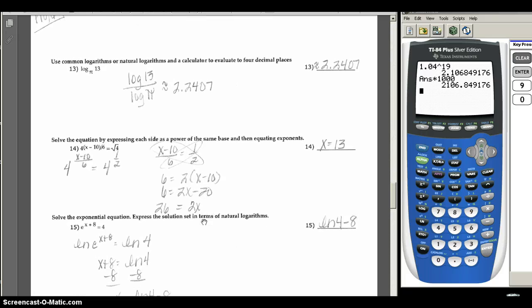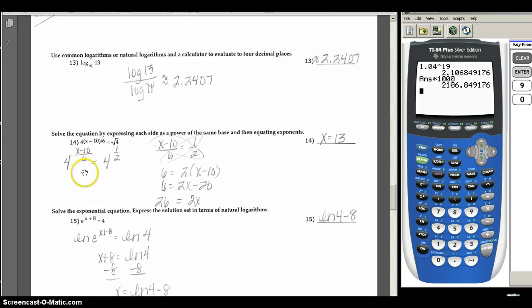Number 14. Looks kind of strange the way it's written, so I kind of just rewrote it right here. That x minus 10 divided by 6 is actually an exponent on my base of 4. And then I have 4 here, and I wrote it as base of 4 to the 1/2 instead of the square root. And then because my bases are the same, I was able to set them equal to one another right here. And then I did cross products, multiplied, and evaluated, and got x equals 13.